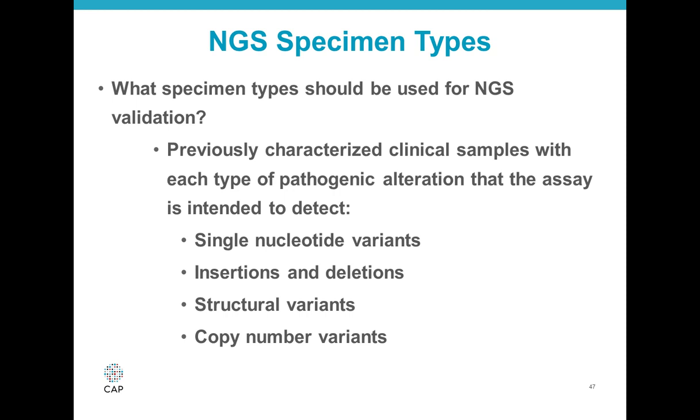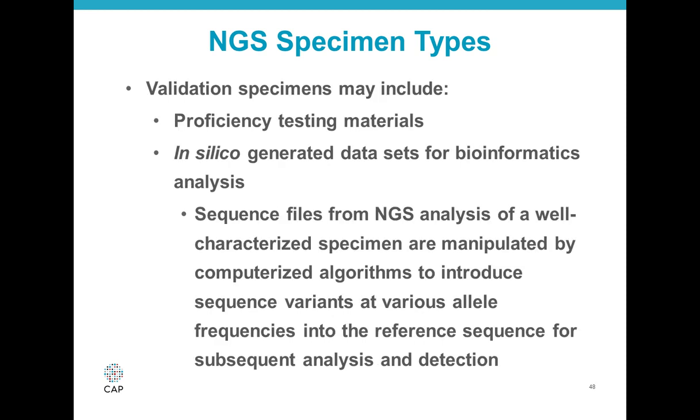Previously characterized clinical samples with each type of pathogenic alteration that the assay is intended to detect should also be used. So if your assay is designed to detect single nucleotide variants, for example, examples of those samples should be included. And if the assay is designed to detect insertions, deletions, structural variants, or copy number variants, there should be examples in your validation of all those types of variants.